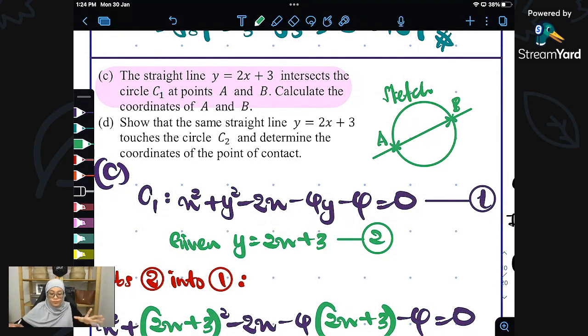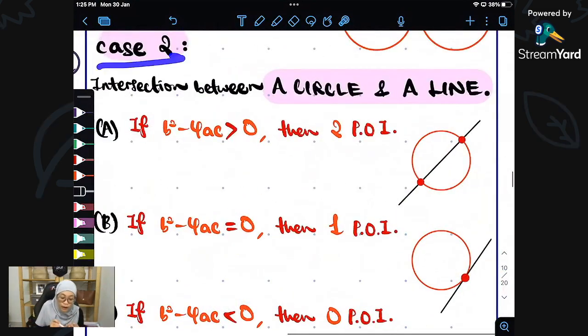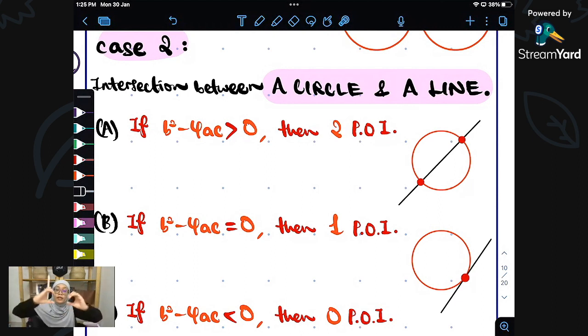And so I know they intersect each other because they have 2 points. And then they ask me to find the coordinates of A and B. It becomes even clearer when it says calculate the coordinates of A and B. So don't panic, this time it is not between circles and circles. This time it is the second case, the intersection between a circle and a line. So it's sort of the same thing as case number 1. Case number 1 is where circles meet circles, but this time case 2 is the meeting between a circle and a line.